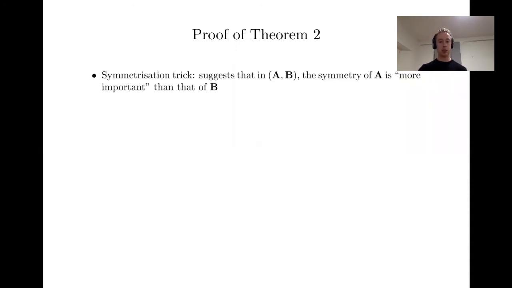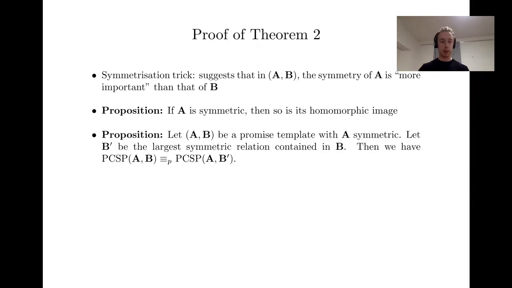The symmetrization trick suggests that in the template AB, the symmetry of A is more important in a sense than that of B. We have the following proposition. If A is symmetric, then so is its homomorphic image, which leads to the symmetrization trick. Let A be a promised template with A symmetric. Let B prime be the largest symmetric relation contained in B. Then we can freely interchange B and B prime without changing the complexity of the PCSP.